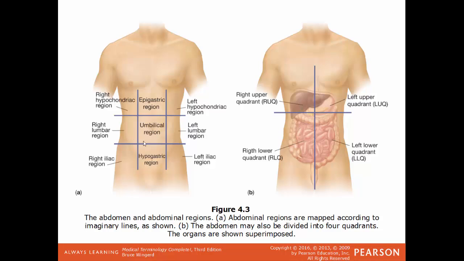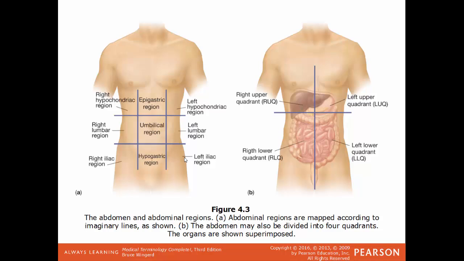Again, this is where knowing these prefixes and suffixes, knowing their definitions will help out greatly. So umbilical means the belly button, so you can start off here. Epi means above, gastric means stomach, so the epigastric region would be right above that. Hypo means lower than, so hypogastric would be below that. Then you have the hypochondriacs here and here. The lumbars here and here, because that's your lower back. Then the iliacs here and here, because those correspond to the ilium region of your pelvis.